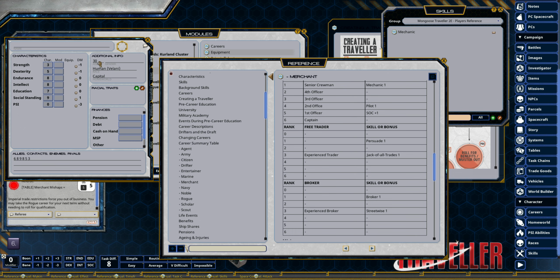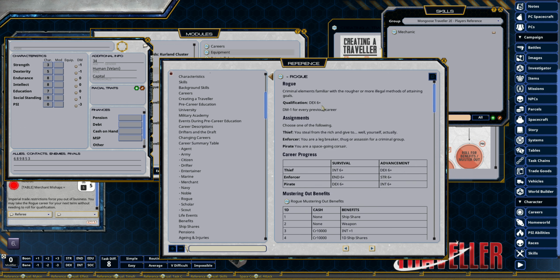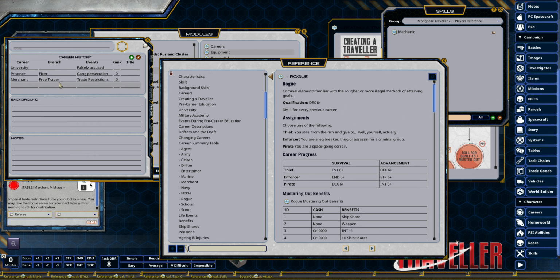I wasn't going to make the character this old, but I'll go ahead and take that rogue career, which will put me up to age 34. So we've got rogue. I don't have to qualify because of the event. So what do I want to choose? I will become a pirate. I am now a space pirate. That sounds great. Okay, so we've got rogue, and then pirate.